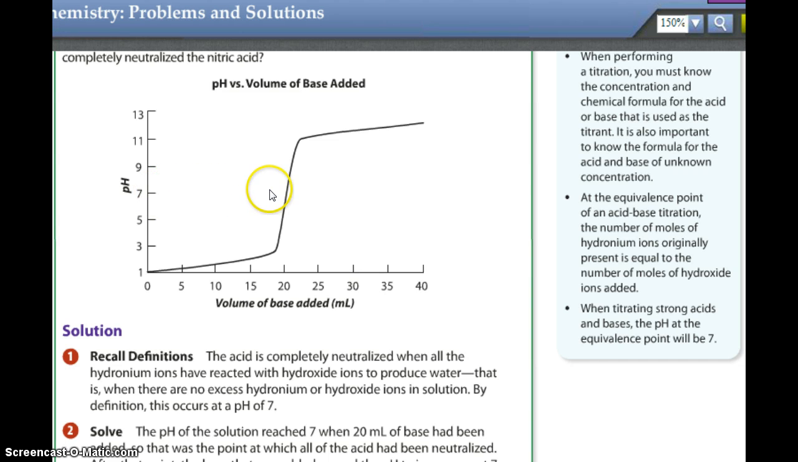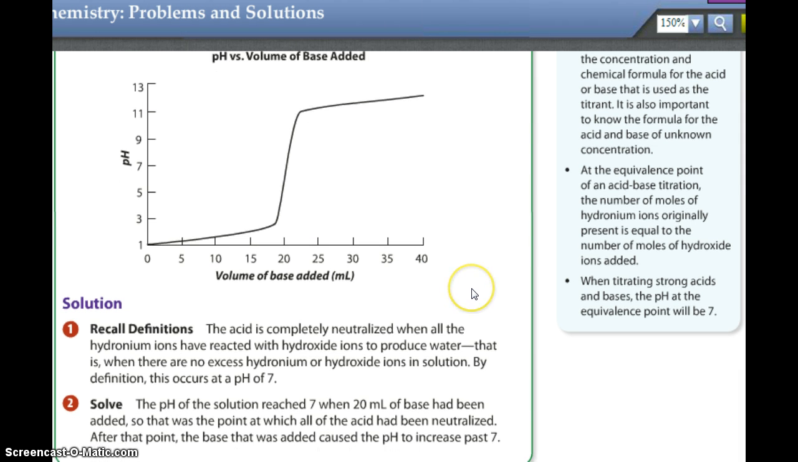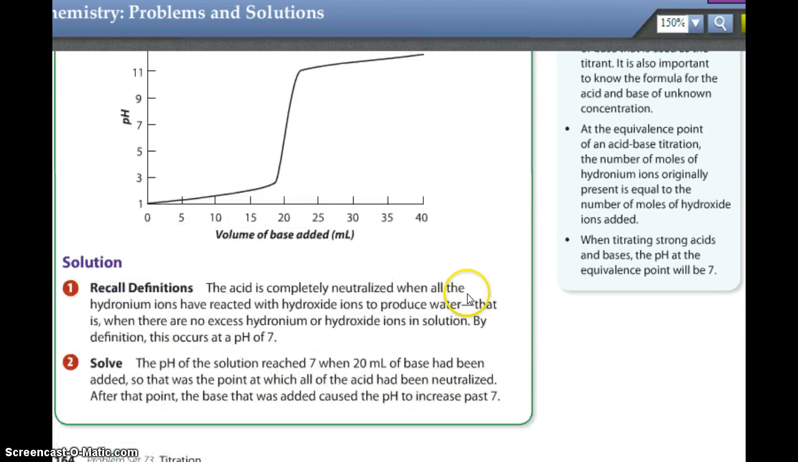Let's go over to our graph. It hits our line right here. Let's drop down. And that's how we know that the pH of the solution reached 7 when 20 milliliters of base had been added. So that was the point at which all the acid had been neutralized. After that point, the base that was added caused the pH to increase past 7 because now the solution is, of course, basic.